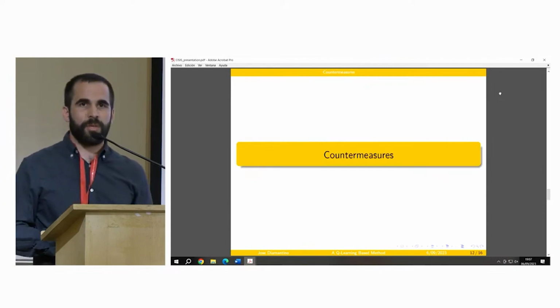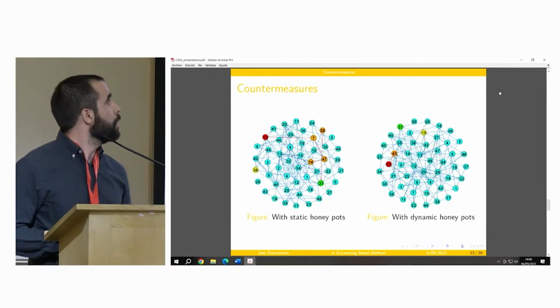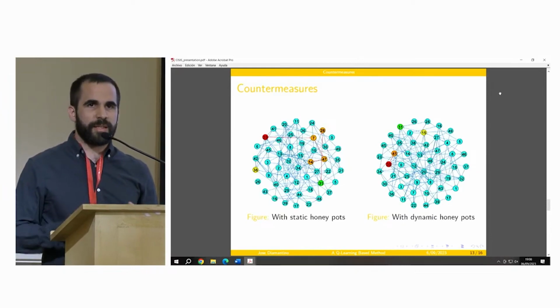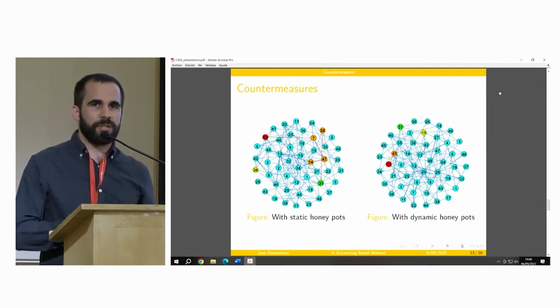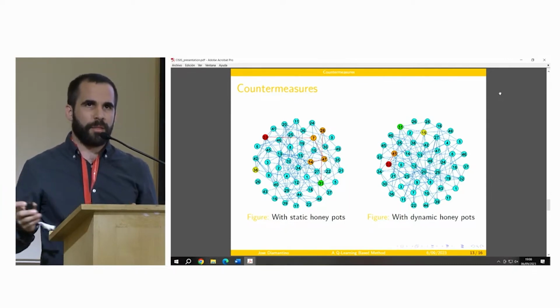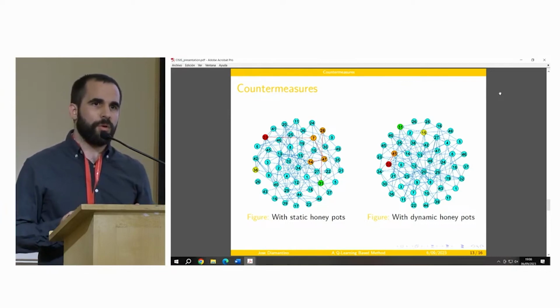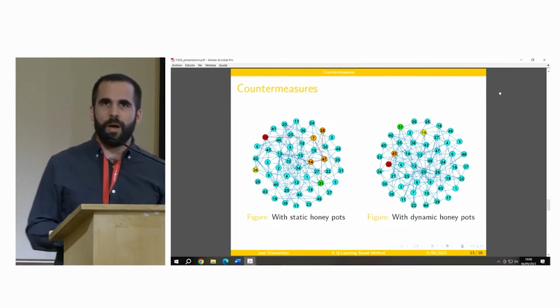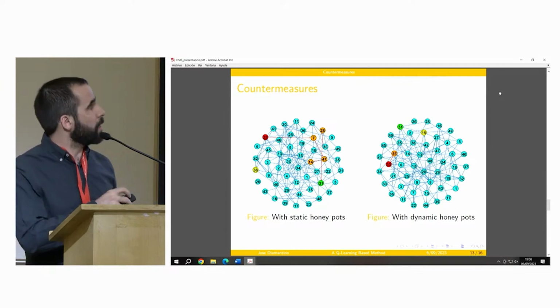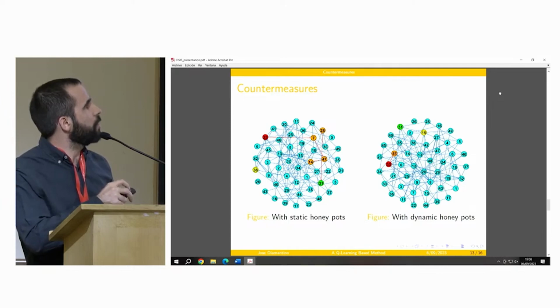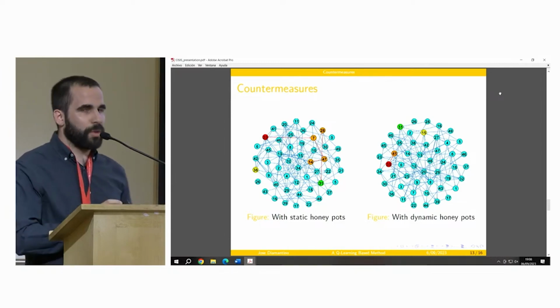Finally, I'll explain some countermeasures against this type of malware. If we use static honeypots, the malware avoids them and learns a longer path, but it still learns. However, if we use dynamic honeypots moving around the target node, the malware can't learn properly. How? In this example, the malware can't reach node 31. However, in this example, the malware reached the node with a longer path.